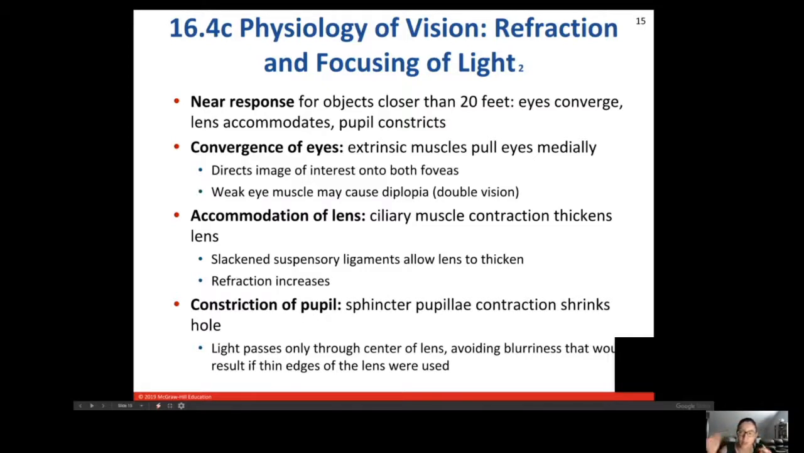That limits the amount of light that comes through the eye, but also limits where the light goes. The light is only allowed to go through the center of the lens, which is the most clear part of the lens, so it avoids the blurriness that comes from the edges. So when we're looking at something close, our eyes converge, the lens accommodates and rounds up because the suspensory ligaments are loose, and the pupil constricts.